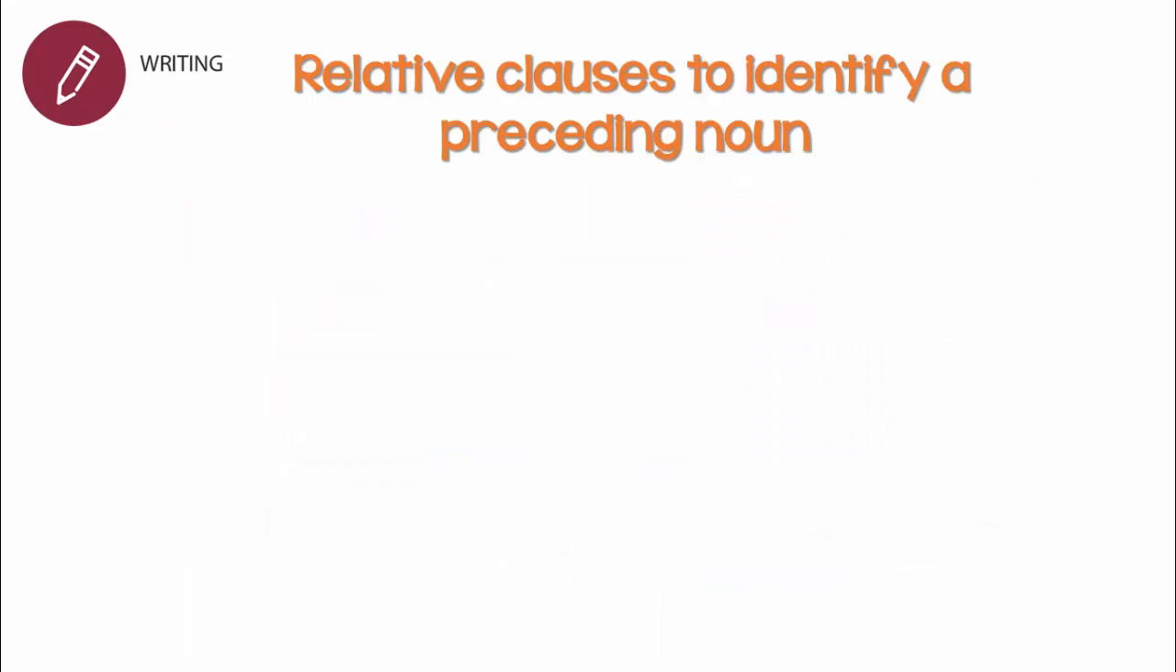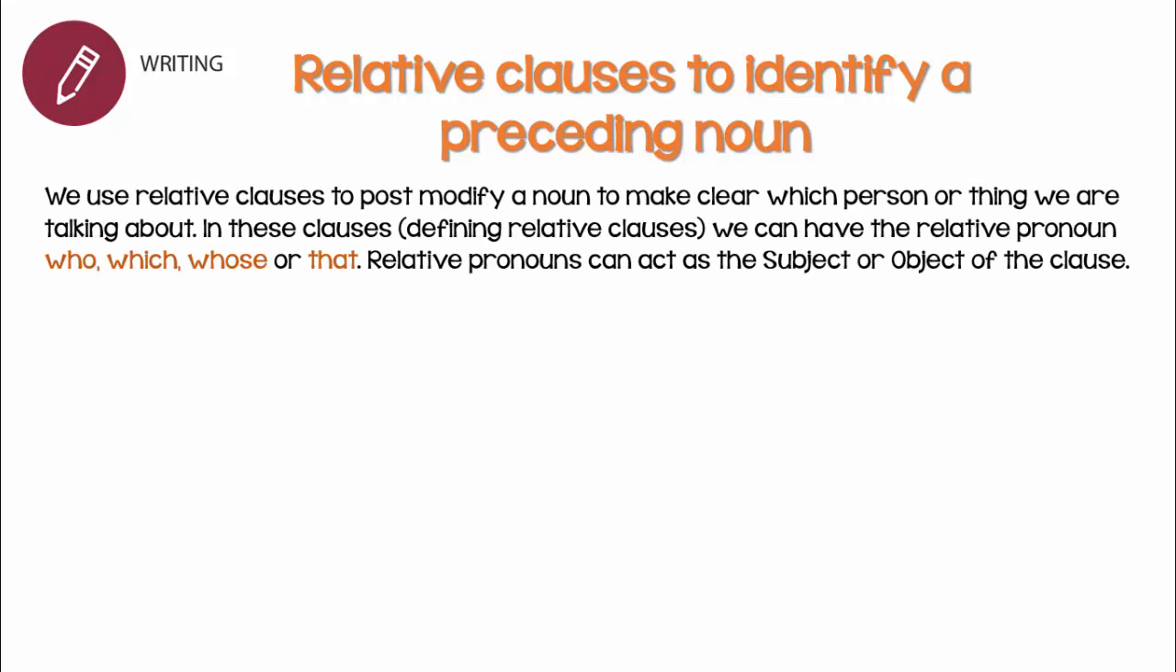Relative clauses to identify a preceding noun. We use relative clauses to post-modify a noun to make clear which person or thing we're talking about. In these clauses, defining relative clauses, we can have the relative pronoun who, which, whose, or that. Relative pronouns can act as the subject or the object of the clause.